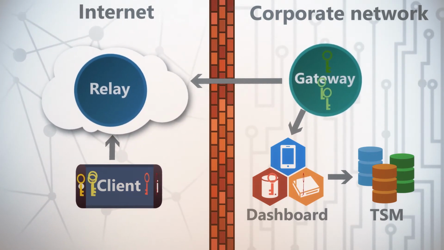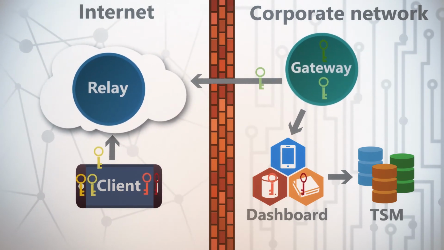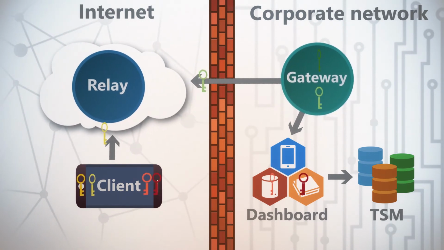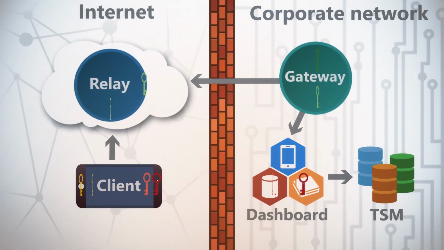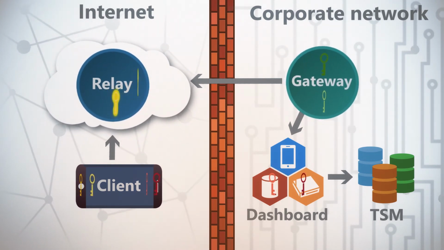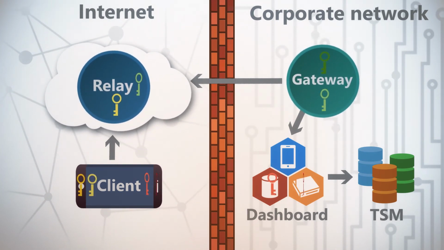Both the gateway and the client have a private and public key pair. After initiating the connection, the public keys are sent to the relay. These key pairs ensure encryption. The public keys sent to the relay need to be signed by the service provider who operates the relay in order to be considered valid by the relay.